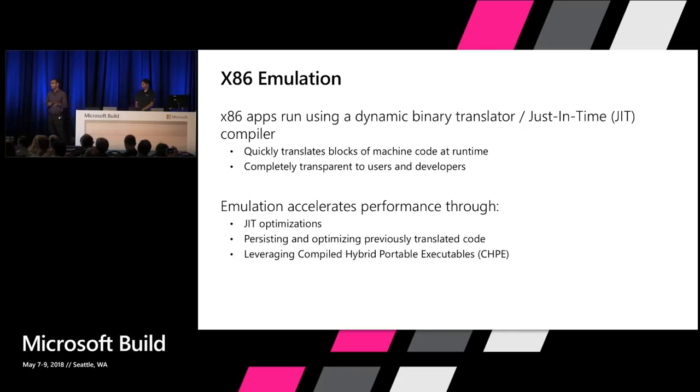Now, generally getting this to perform well is a difficult proposition. So we've done a lot of engineering investment to make this run well. We've done a lot of optimizations in the just-in-time compiler. We've done some work around persisting and optimizing blocks of code that were previously translated, and persisting those for future use. And we've also developed a technology called compiled hybrid portable executables, which I'll talk about in a little bit, which also helps accelerate the performance.